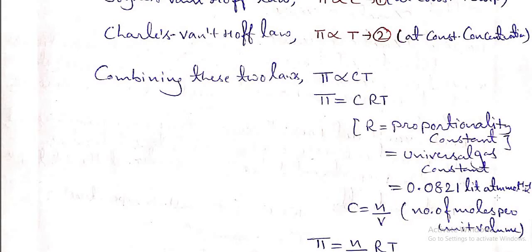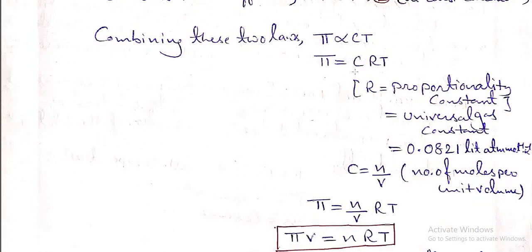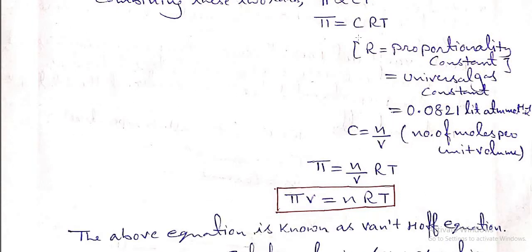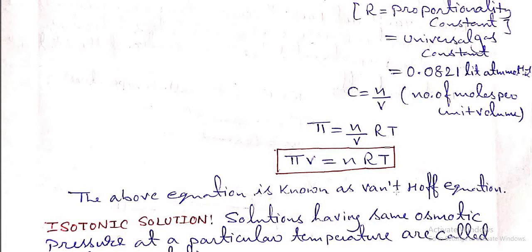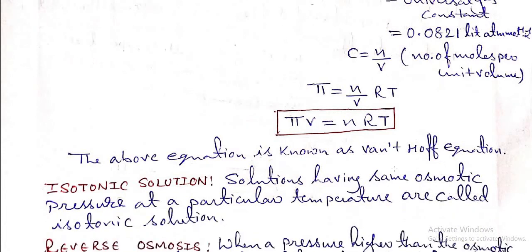Once again, this concentration C can also be written as n by V, that is number of moles per unit volume. So we'll replace that in this equation. So it becomes pi equals n by V into RT. When you cross multiply, it becomes pi into V equals nRT. The above equation is known as the Van't Hoff equation. We'll be doing the numericals based on this.